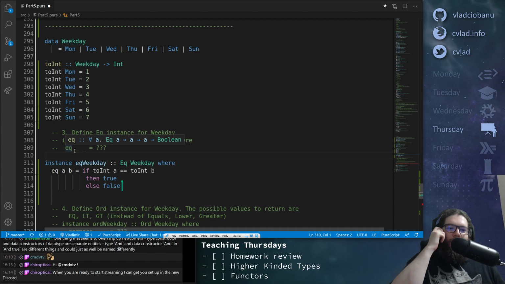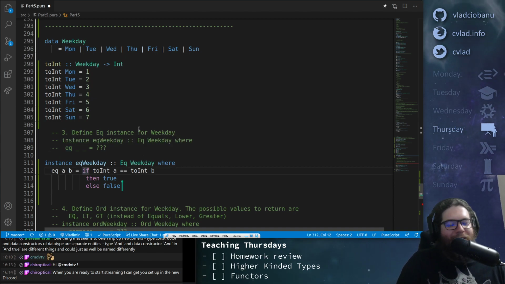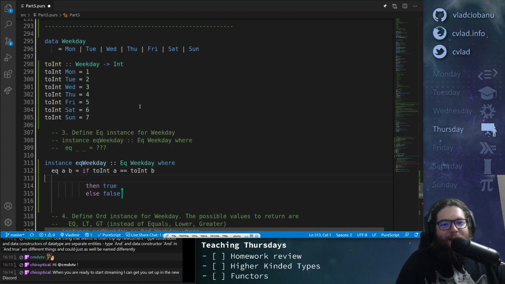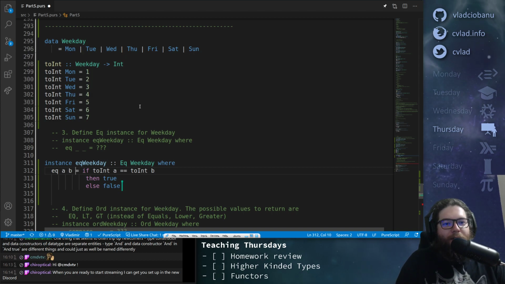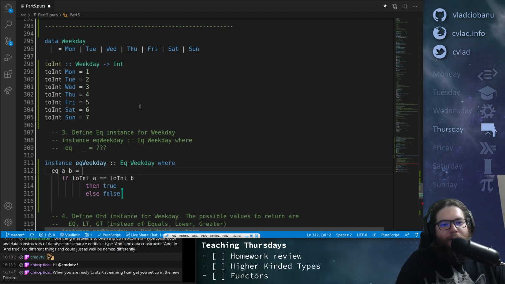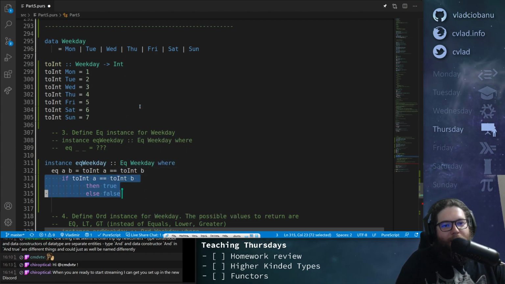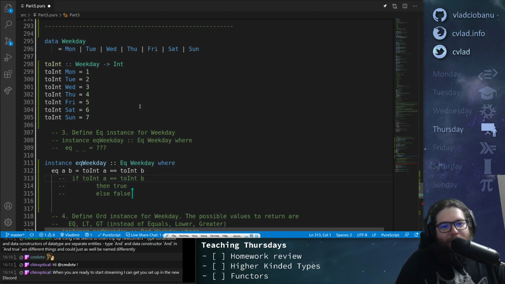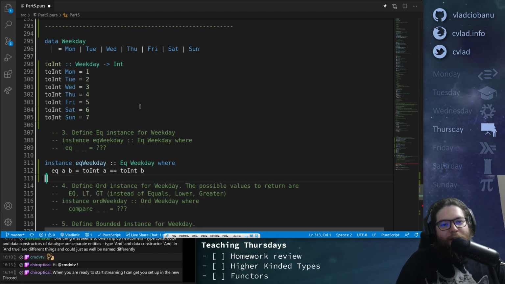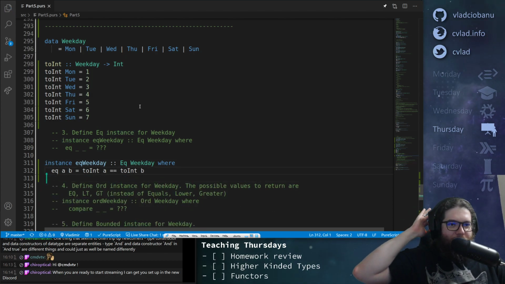Yep. It's not wrong, of course, but usually when you have if something then true else false, you can just do toInt a equals toInt b, and that's the same thing. Yeah, right. So this is a smart way to do it.